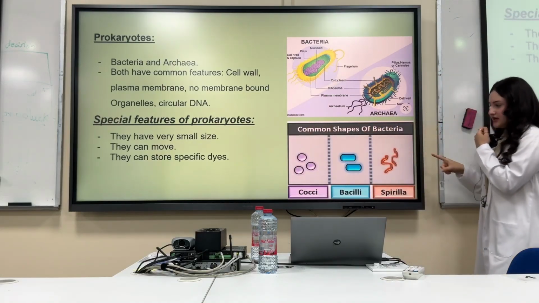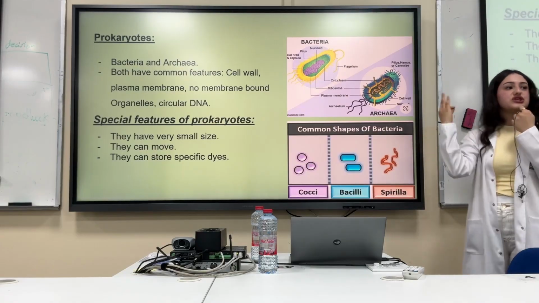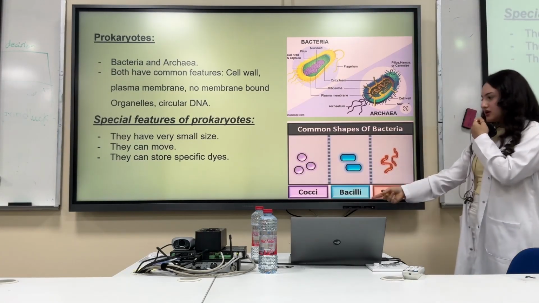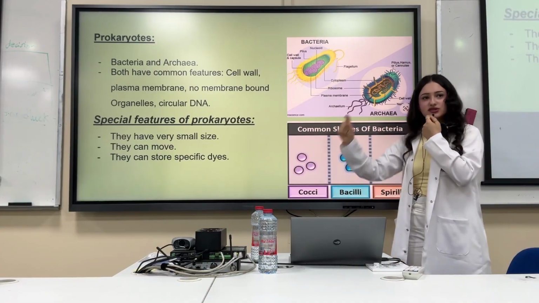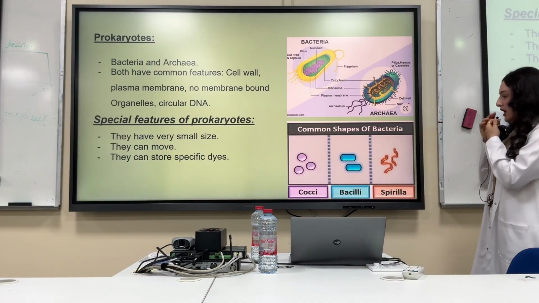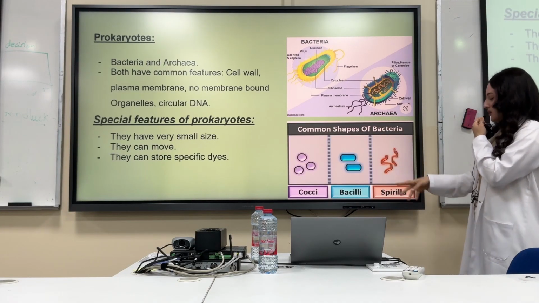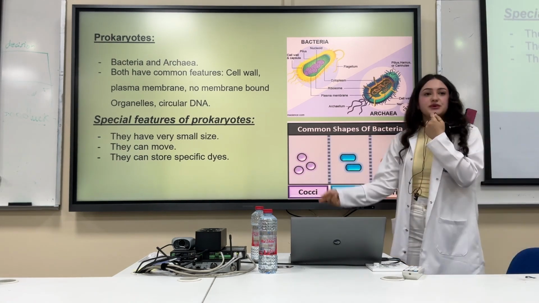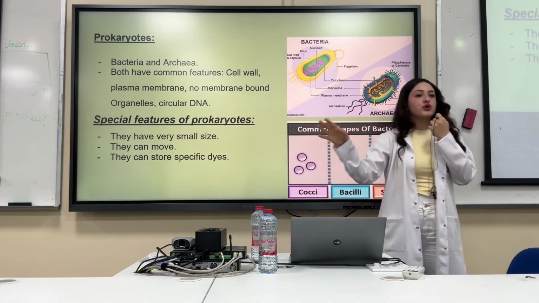For the shapes of bacteria, you guys need to know I have 3 shapes. They can be circular, cocci. You can kind of see, circle. Okay, well, I have bacilli, which is cylindrical or rod shape. I have this other one, which is spiral shape. Okay.